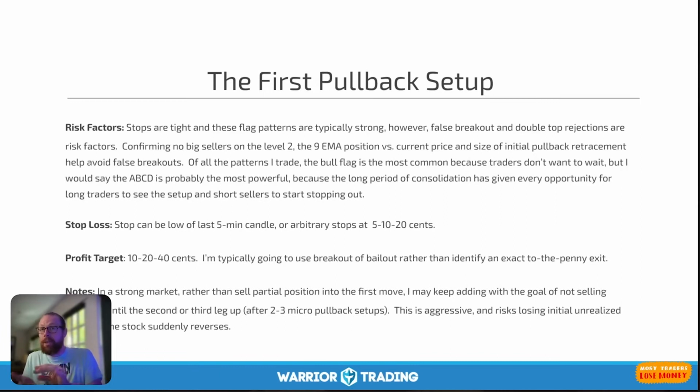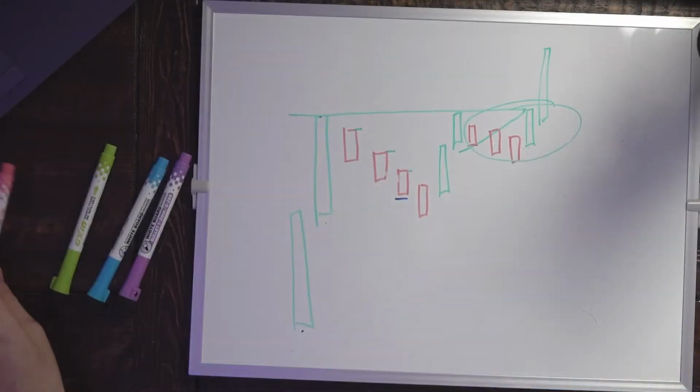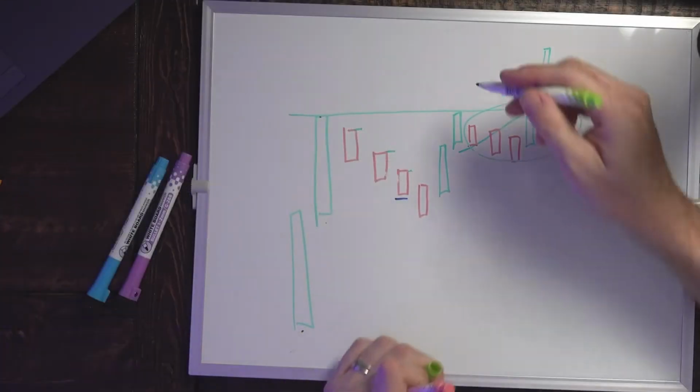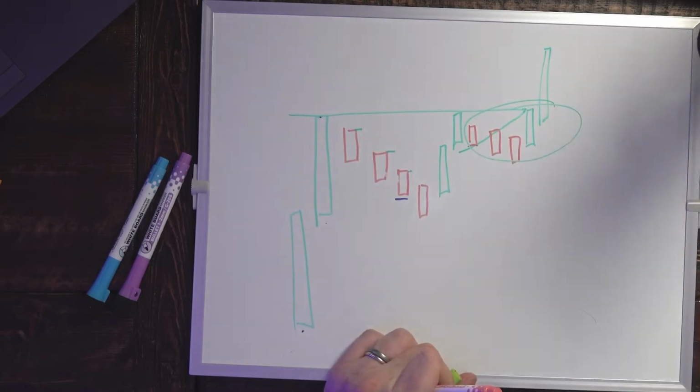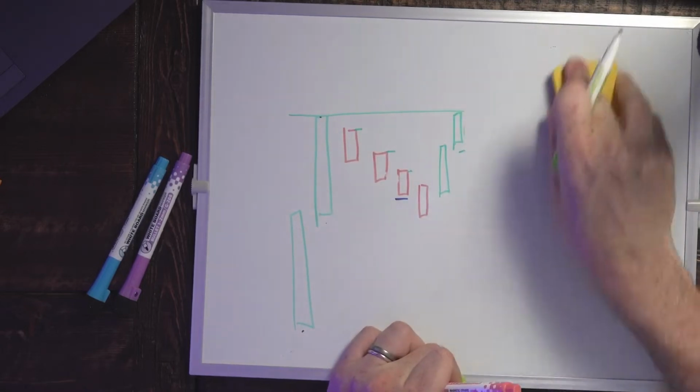So we're able to get a pretty tight stop. However, that false breakout and double top rejection is a risk factor. And what can sometimes happen is we'll see the stock come up to this level, and it can be either right there or it could be right here.